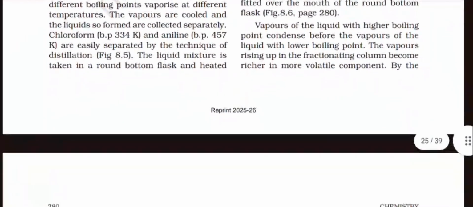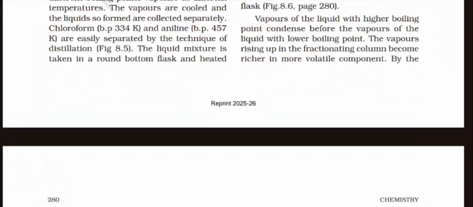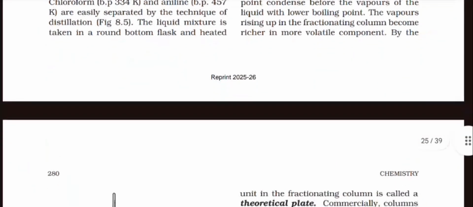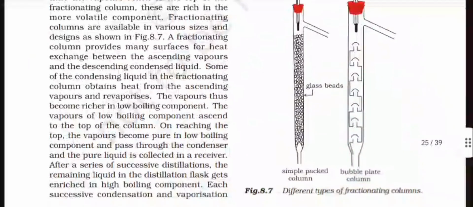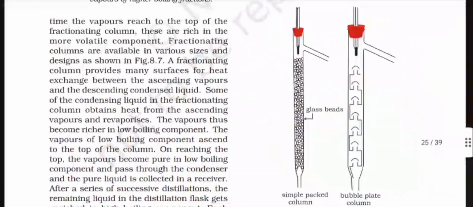Vapors of the liquid with a higher boiling point condense before the vapors of the liquid with a lower boiling point. The vapors rising up in the fractionating column become richer in the more volatile component. By the time the vapors reach the top of the fractionating column, they are rich in the more volatile component.